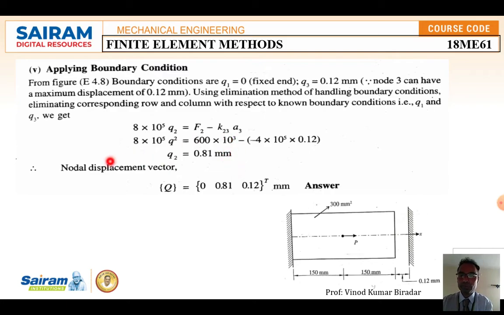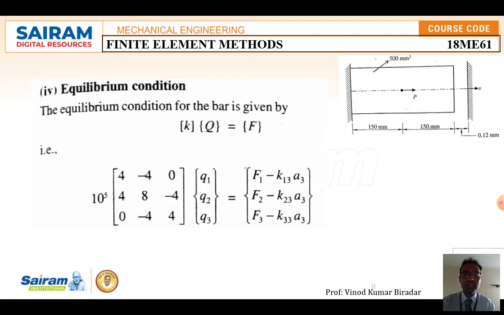Therefore the nodal displacement vector is equal to what? Q is equal to 0, this is Q1, and Q2 already calculated 0.81, and this is the 0.12 they gave, transpose of that. Like this you have to calculate the boundary conditions in the distance gap problem. Here in the distance gap problem you have to consider like this. This is the only trick, remaining procedure is the same.